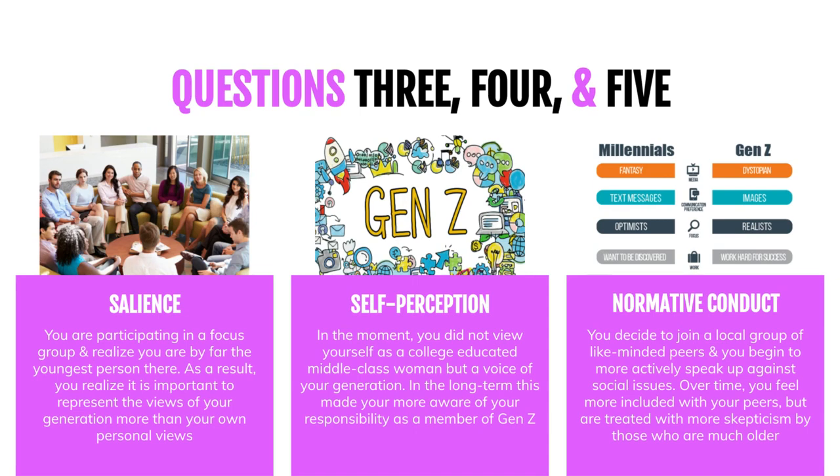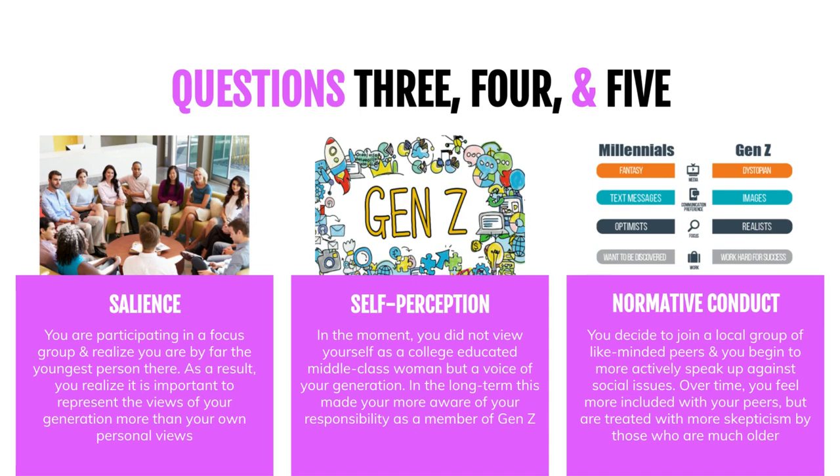And so over time, you begin to feel more included with your peers, but you find that you're actually treated differently. Maybe, for example, with more skepticism by those who are much older than you, because now you are differentiating yourself much more. You are identifying much more with your generation, Gen Z. So, at least in your persona and how you're being perceived, you're diverging a bit more, making yourself more distinctly a part of that particular generation. And each generation is different and has different goals and values and ways of seeing the world.